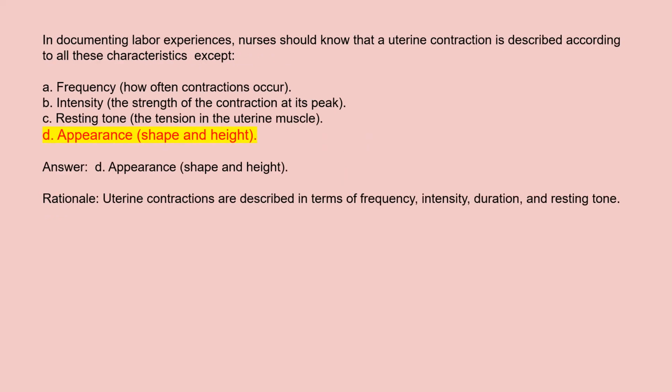Answer. D. Appearance, shape and height. Rationale. Uterine contractions are described in terms of frequency, intensity, duration, and resting tone.